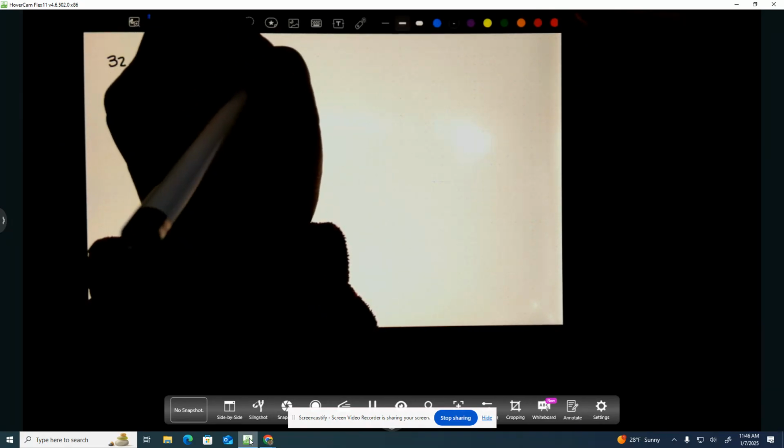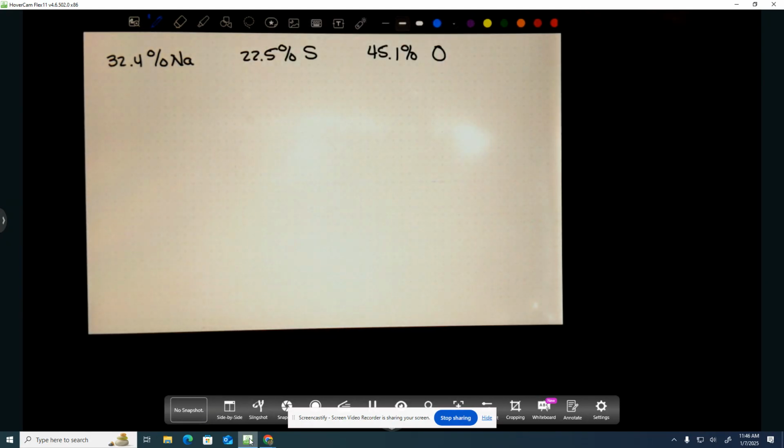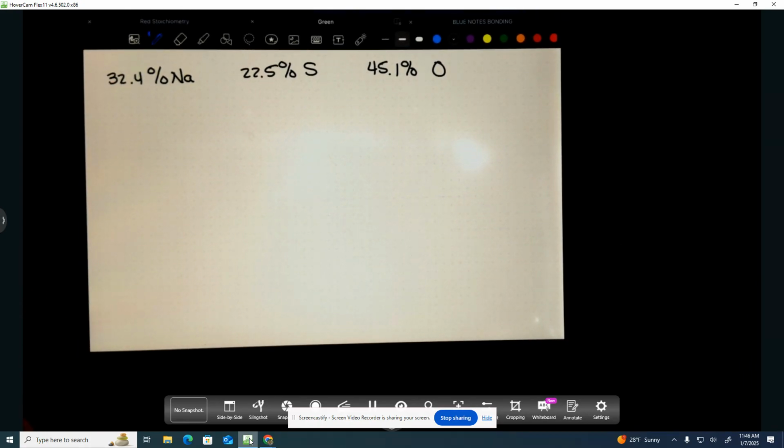All right, let's try another one. 32.4% sodium. 22.5% sulfur. And 45.1% oxygen. What's the empirical formula? I know what the answer is already.